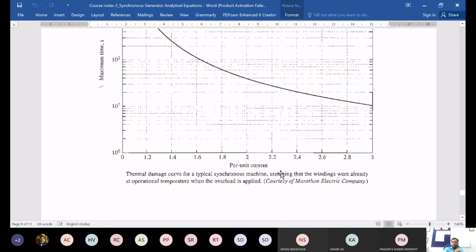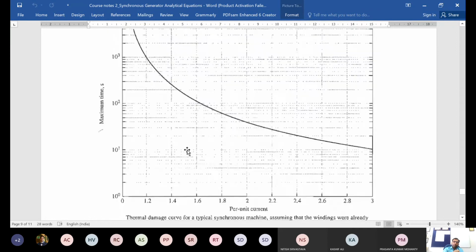And another thing here is that it assumes the windings were already at operational temperature when the overload is applied. So this is one intrinsic assumption here, that your winding was at the rated operational temperature when the overload was applied. So let's look at what is happening here. The y-axis is the logarithmic scale. So as probably all of you understand, the first point here is 10 to the power 0, that means 1. And then you have 10 to the power 1 here. So it becomes 10 times after one major axis change.